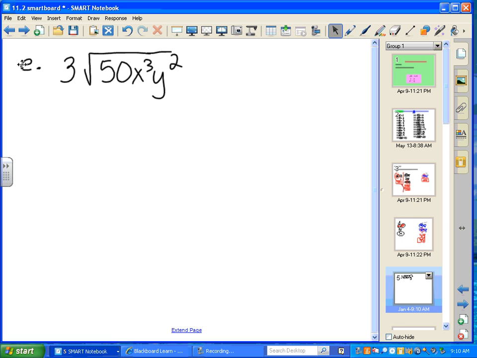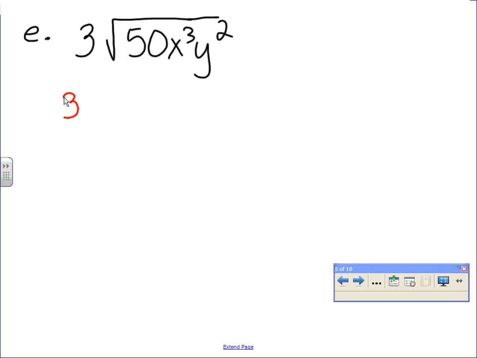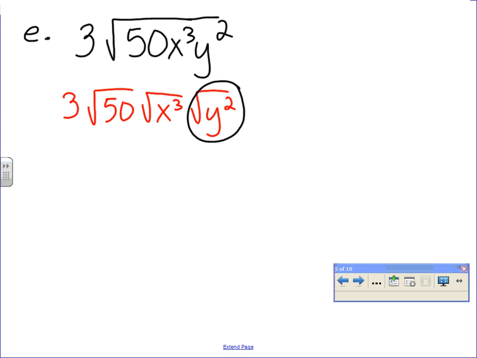Now, letter E in your packet is a little bit different because there's a number in front. Anytime there's a number in front, that number is just going to stay there. When you end up taking the square root of something, you will multiply it by 3. So we want to rewrite the 3, split up the number and 2 variables using the product property of radicals. After you do that, see if any of them are perfect squares. Right now, the only one that's a perfect square is y squared because it has an even number exponent. The square root of y squared is y, so take the square root of it, move it in front.